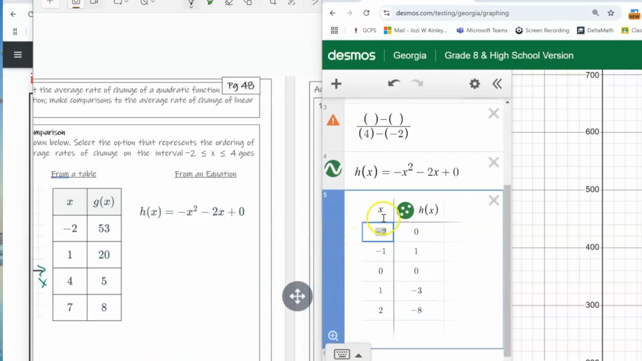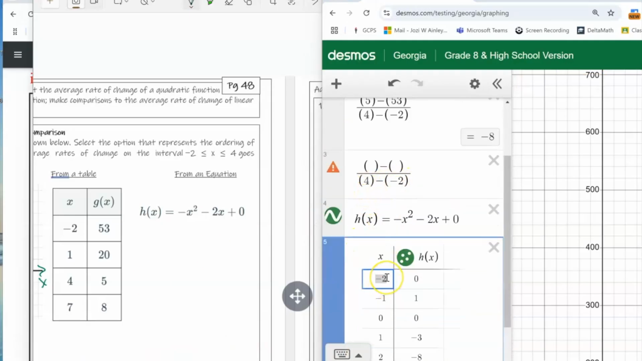Now, what am I looking for? I'm looking for 4 and -2. So I'm just going to type 4. Okay, maybe highlight it. 4, and then come to this one and type -2. Boom, I got it right there.